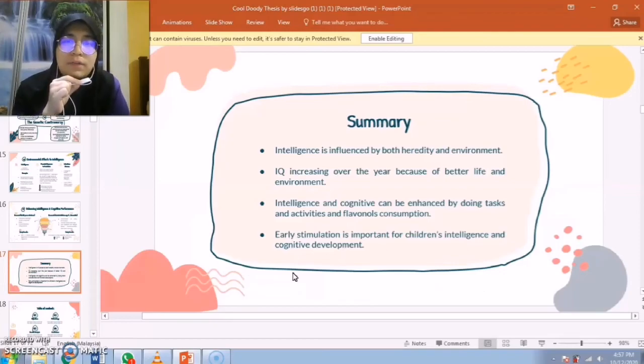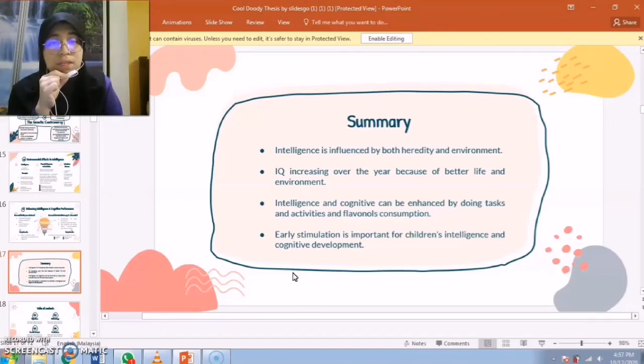The summary of the subtopics is that intelligence is influenced by both heredity and environment. IQ has been increasing over the years because of better life and environment, based on the Flynn effect. Intelligence and cognition can be enhanced by doing tasks and activities related to intelligence and cognition, and also flavonoid consumption. Early stimulation is important for children's intelligence and cognitive development.